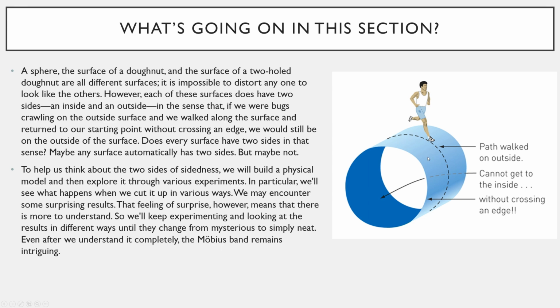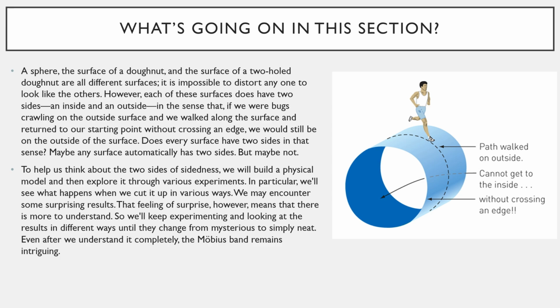However, does every surface have two sides in that sense? Maybe any surface automatically has two sides, but maybe not. To help us think about the two-sidedness, we will build a physical model and then explore it through various experiments. This is what I'm talking about when I say follow the directions of the textbook. It's actually pretty cool.